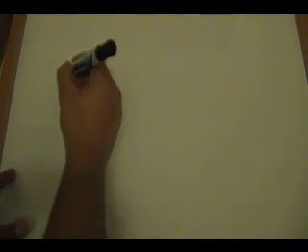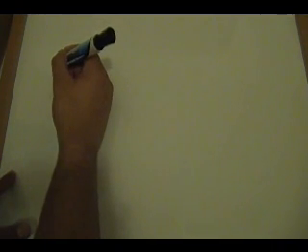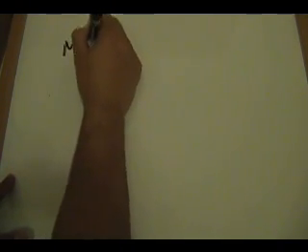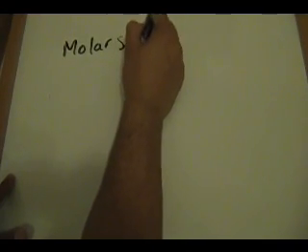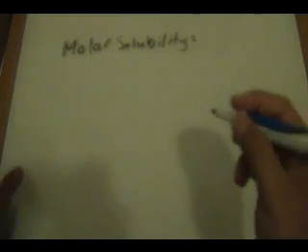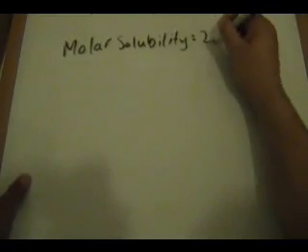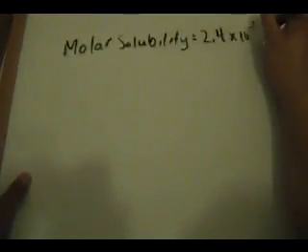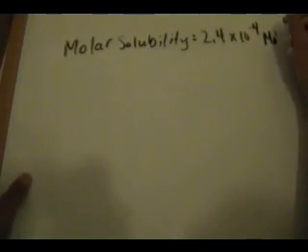Okay, and the other question was asking how many grams of the magnesium fluoride dissolves to generate that equilibrium concentration of magnesium and fluorine. Well, we determined that at equilibrium, the molar solubility was equal to 2.4 times 10 to the negative 4 molar, right?